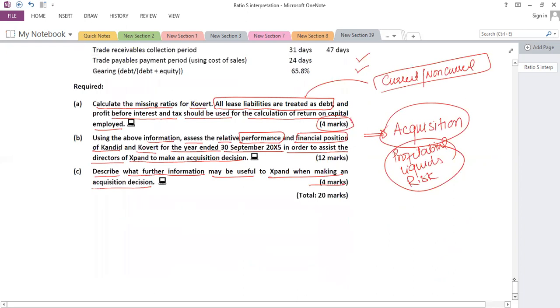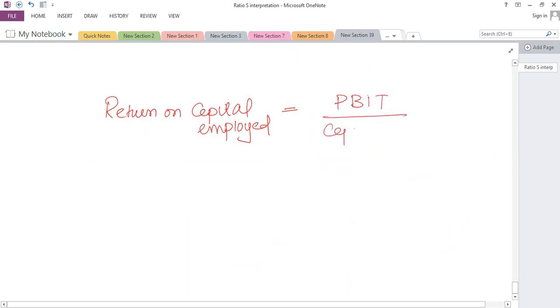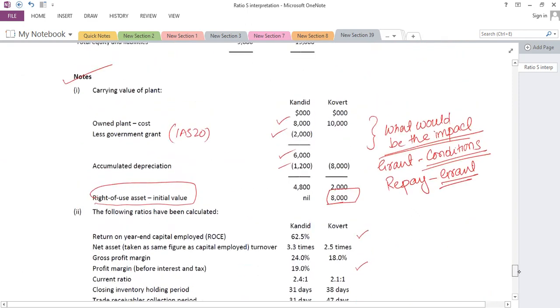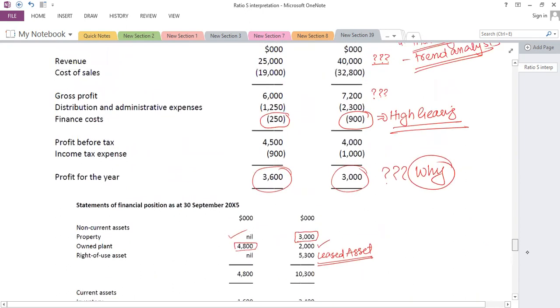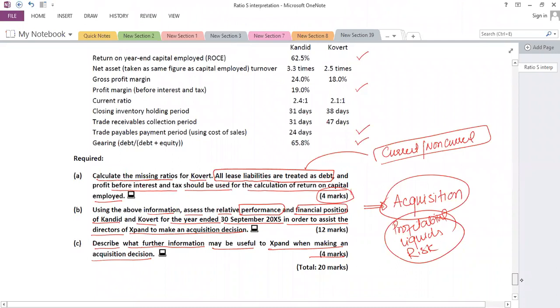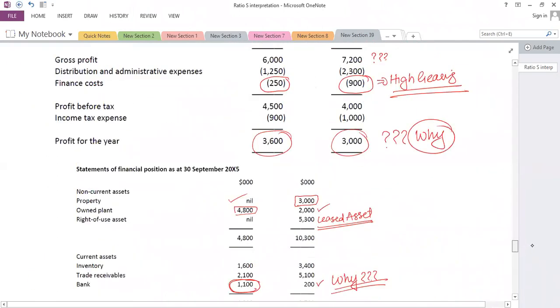Return on capital employed, first one. Better to write the formula: profit before interest and tax divided by capital employed. So we are using the ratio of Covert, right? Covert's return on capital employed, and it has been given in the question that for return on capital employed, take profit before interest and tax. So what is profit before interest and tax?